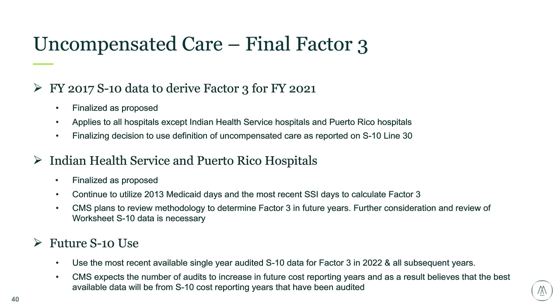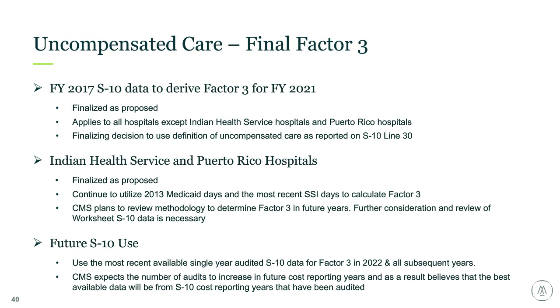CMS is finalizing their proposal to use federal 17S10 data to derive Factor 3. This applies to all hospitals except Indian Health Service and Puerto Rican hospitals. They are also finalizing the decision to use the definition of uncompensated care as reported on S10 line 30 for this year and subsequent years. As a refresher, line 30 includes both charity and bad debt, but does not include Medicaid or any other indigent program shortfalls.